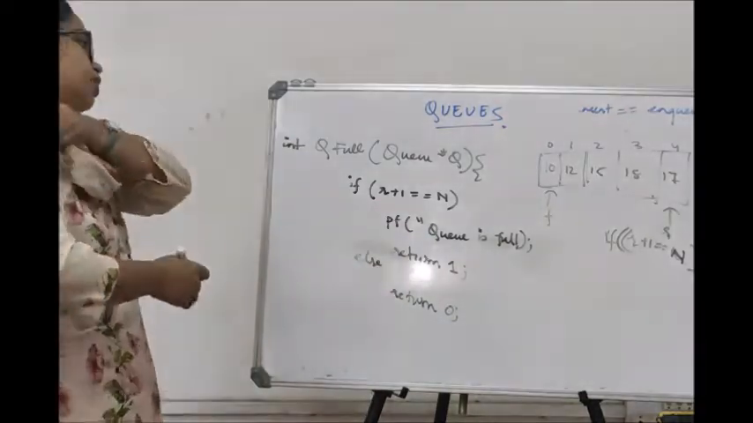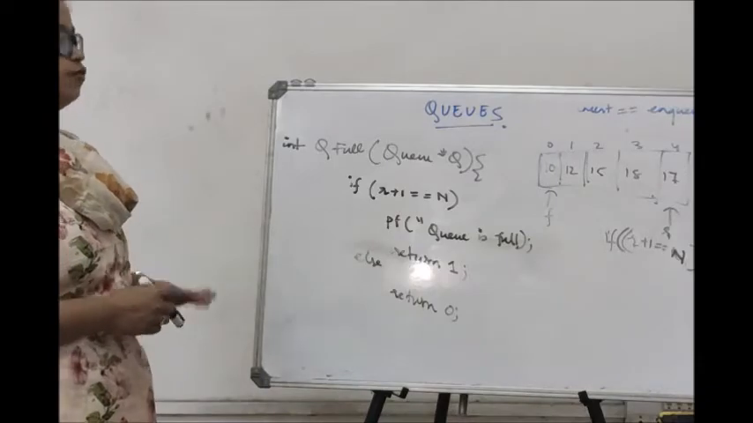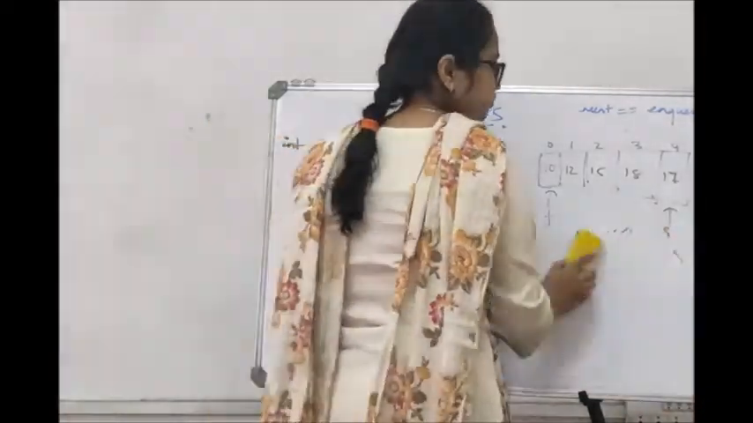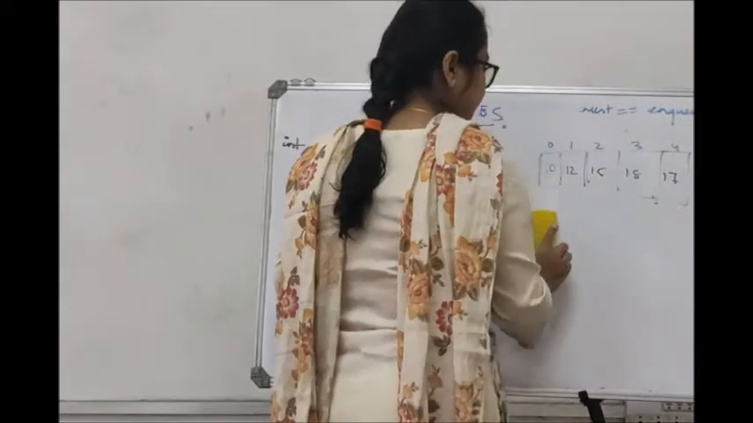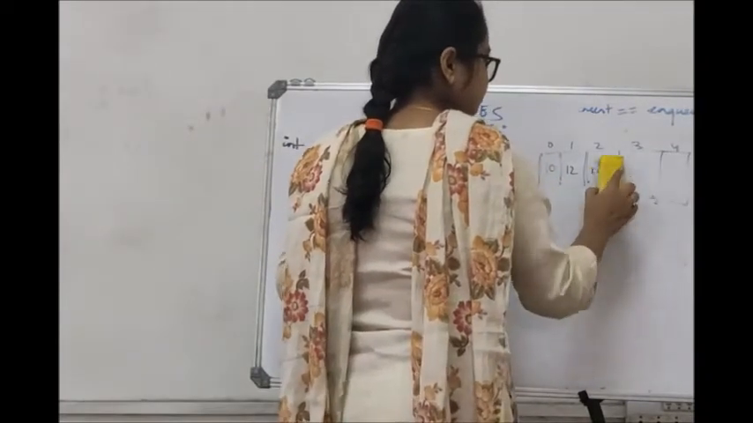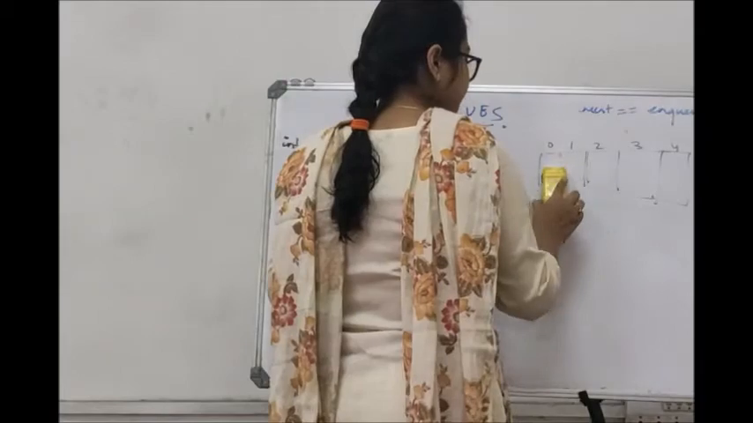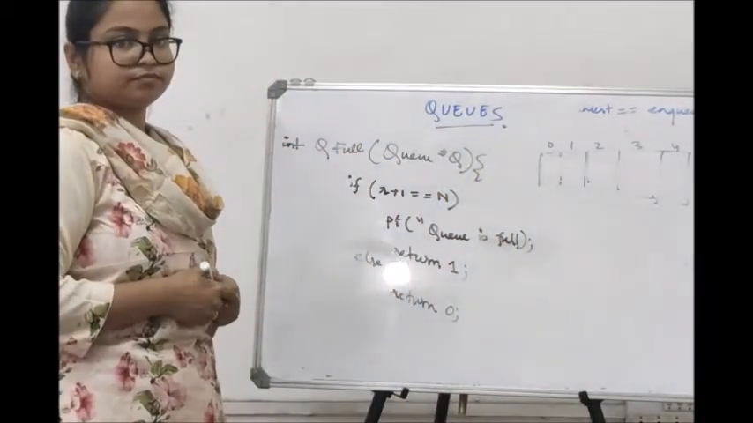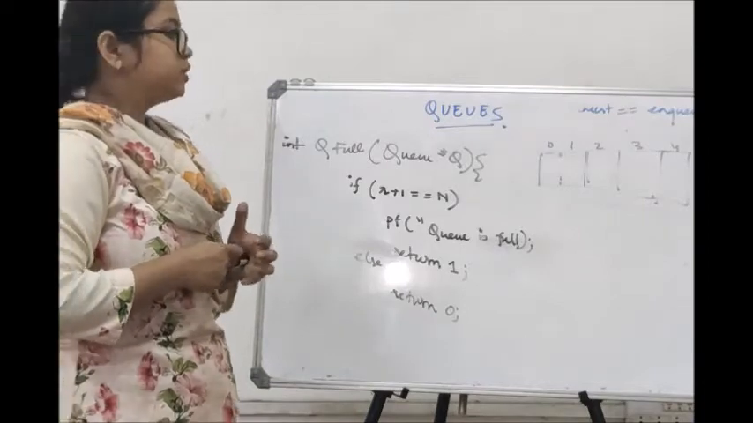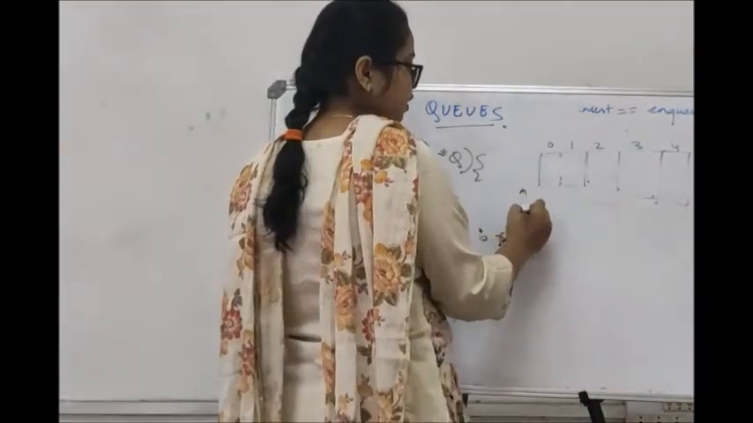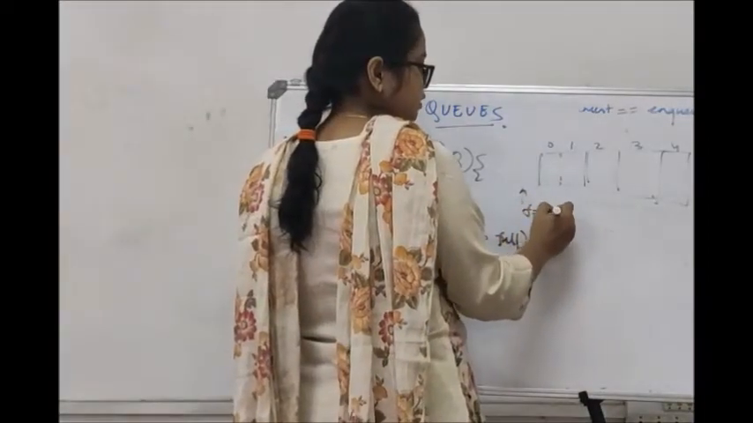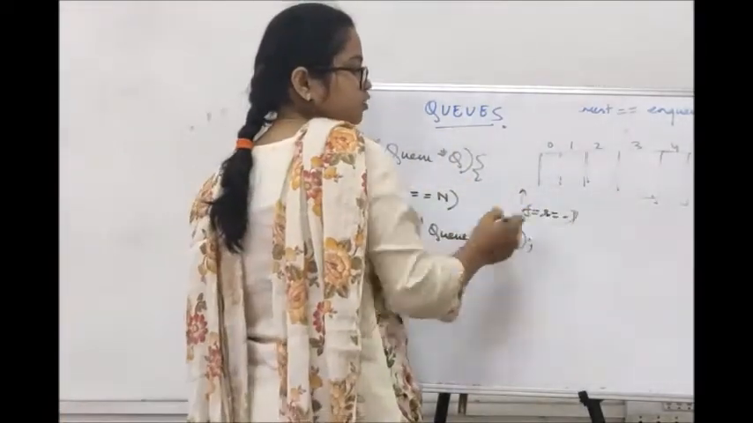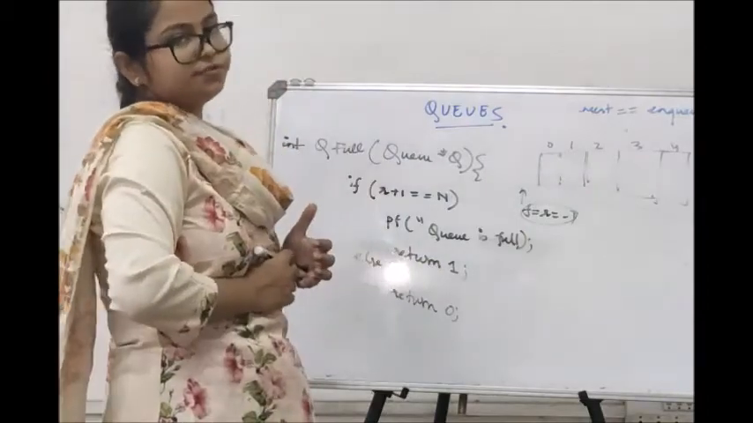Now, this was the logic for Q full. Similarly, what is the logic for Q empty? Think. When is Q empty? Q is empty when front and rear are equal to -1. Both are equal to -1. This is the condition when Q is empty, when no element is present.